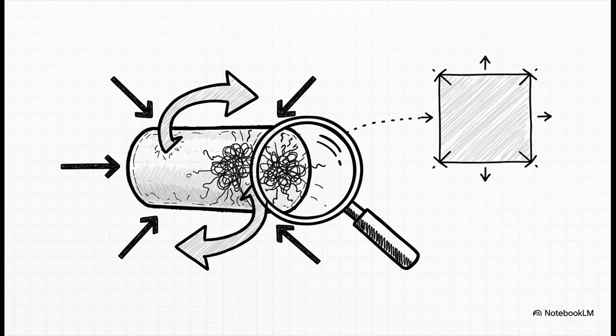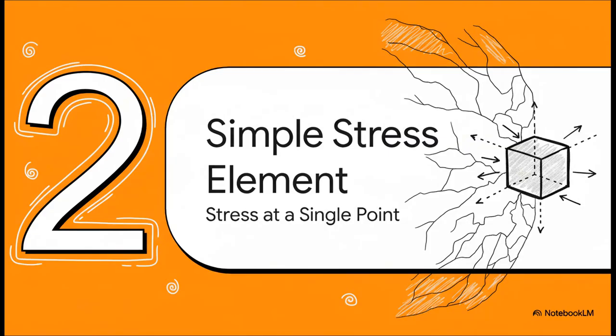Well, the key is to zoom in, way in, to a single tiny point in the material. So, to make any sense of this mess, we're going to isolate a teeny tiny imaginary cube of the material. A good way to think of it is like a single pixel in the huge high-def picture of stress, and we call this little guy a stress element.